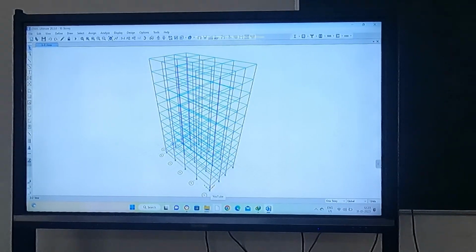So yesterday we have done the analysis, but we didn't check the result, right? So today we will learn how to check the different forces, moments, displacements, whatever output you want, how to check those parameters. Today we will see that.